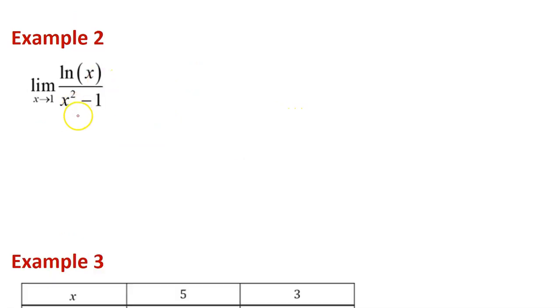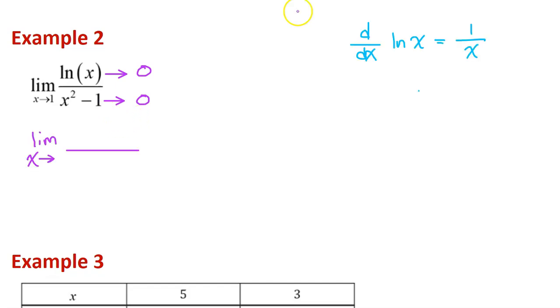Pause the video and try to do example 2 by yourself. If we do direct substitution in the numerator, the natural log of 1 is 0. Plugging in 1 right here, we get 1 minus 1, which is also 0. You must write arrow 0 before proceeding with L'Hopital's rule. Taking the derivative of the numerator and the denominator will not change the value of the limit.